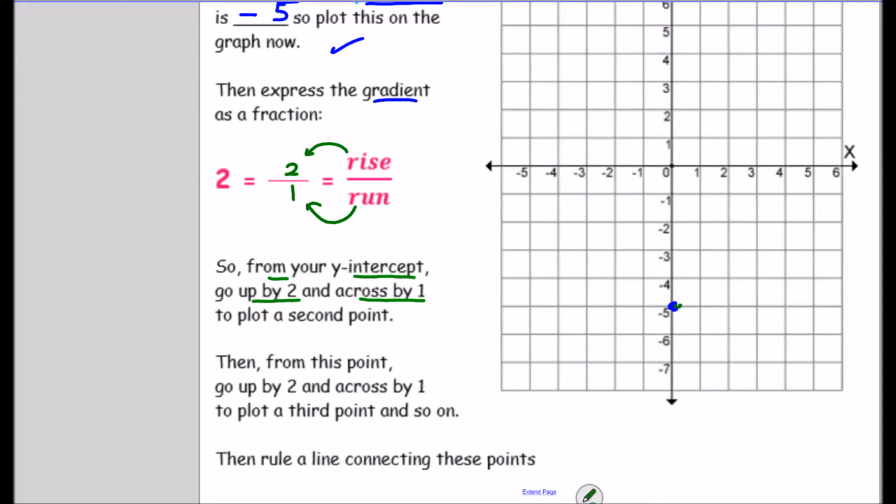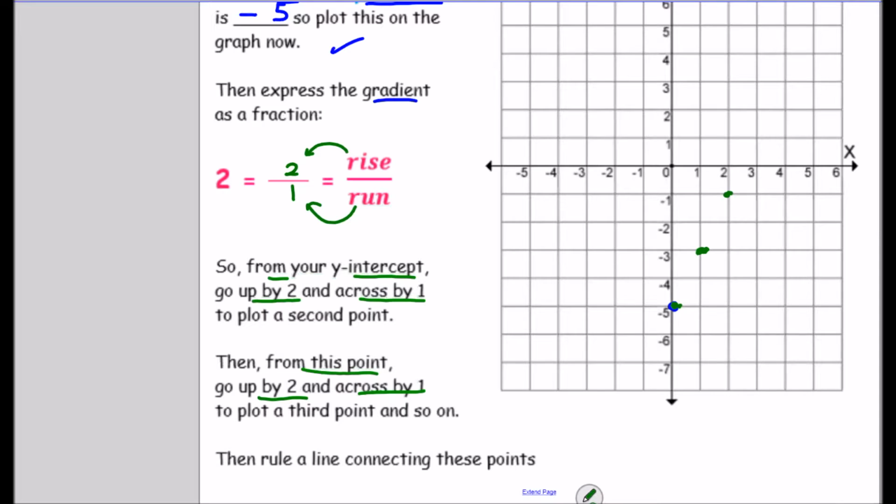So from the little blue point I've marked, with my green pen, I'm going to go up 2 and across 1. There you go, there's my second point. Then from this point we just made, go up by 2 and across by 1 again. We're using the gradient to plot more points.